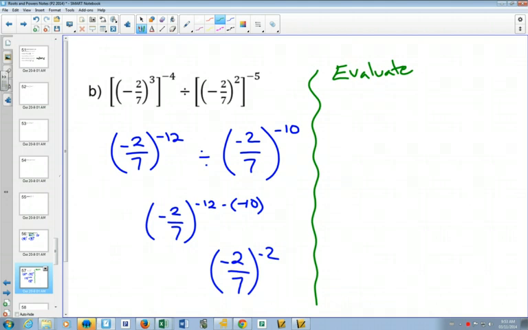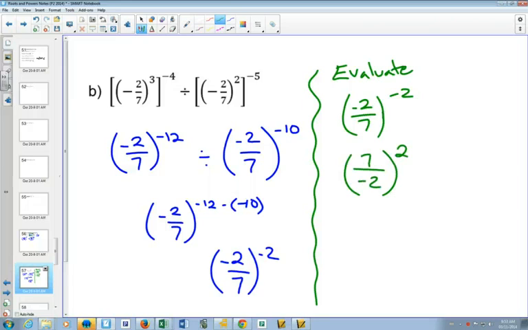But once we've simplified it, we've got negative 2 over 7 to the negative 2. Okay, well that negative, so negative 7 to the negative 2, well that negative could flip our fraction, which would give us 7 over 2 squared. That's one option with dealing with the negative. Some of you might like the other option of dealing with the negative, where you put the negative to both things.